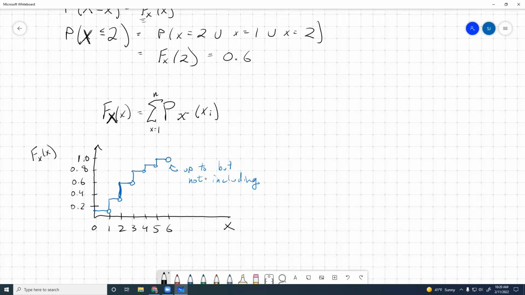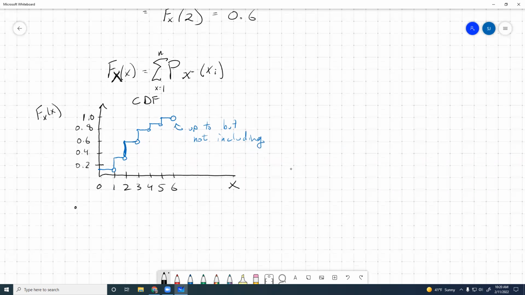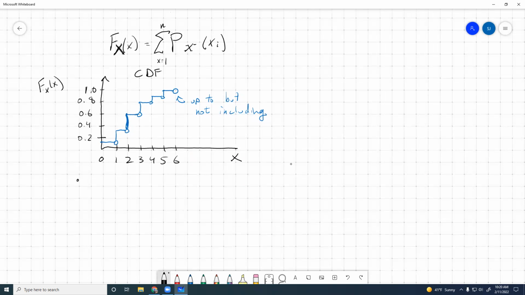So just some notes about CDF. So this is our CDF, cumulative distribution function. And CDFs increase monotonically. Does anyone know what that means, monotonically? It doesn't go back down. You're always going in one direction. So you're just going up the stairs. You're not going back down the stairs.